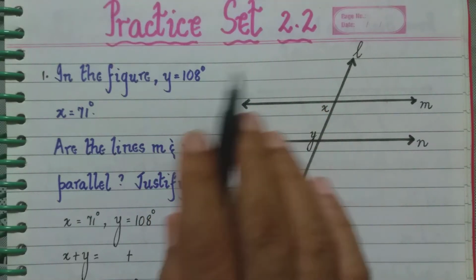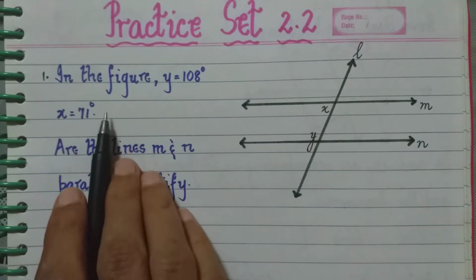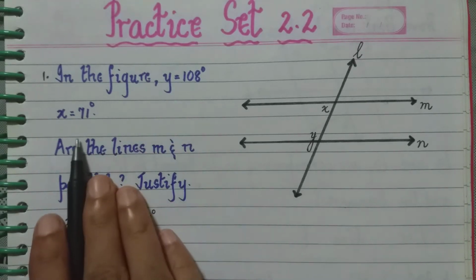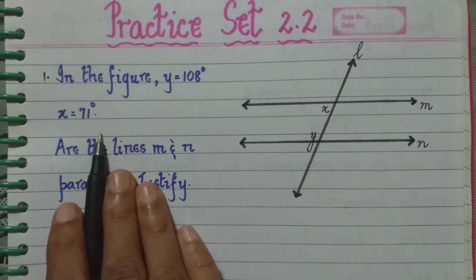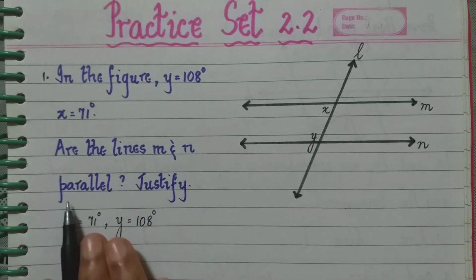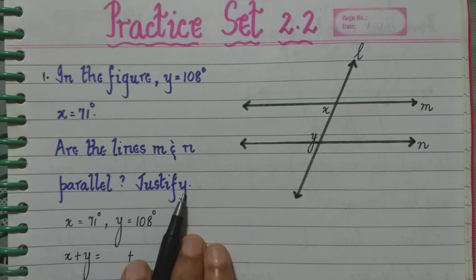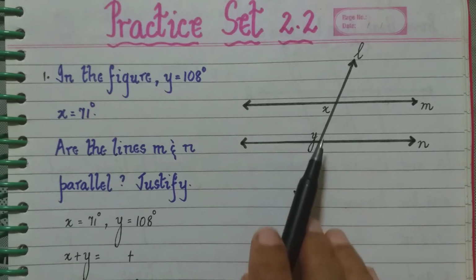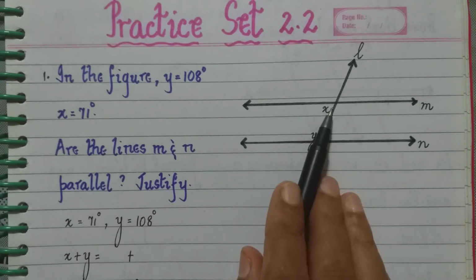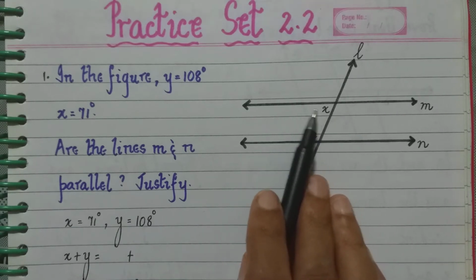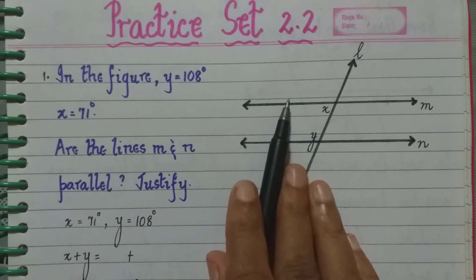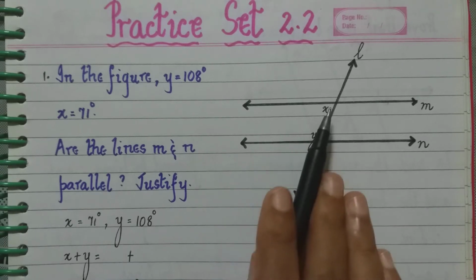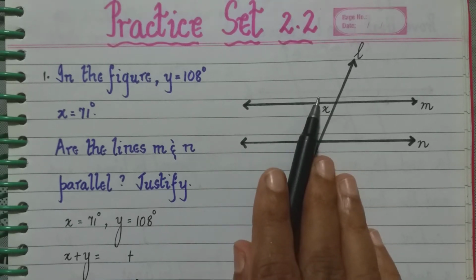Practice set 2.2 question 1 states that in the figure y equals 108 degrees, x equals 71 degrees. Are the lines M and N parallel? Justify. Look at the figure. We can see y and x both written here. What type of angles are y and x? They are on the same side of the transversal, that is, on the left side, and they also lie between these two lines. Therefore, they clearly form interior angles.